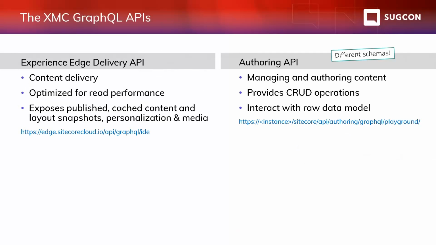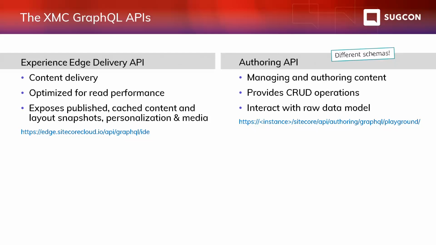What you do want to use is the authoring API, and that's one of the APIs that's offered next to the Experience Edge Delivery API, where the Delivery API is focused at content delivery and thus optimized for read performance, exposing things like your cached content, but also your layout snapshots, personalization, and media. Your authoring API is focused at managing and authoring content. And it provides full CRUD operation capability, including publish, and you're actually interacting with the raw data model.